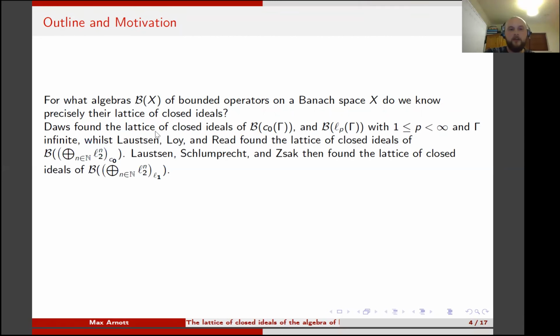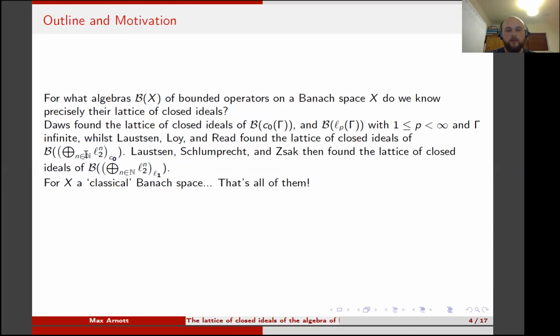And Laustsen, Schlumprecht, and Zsák then found the lattice of closed ideals on the bounded operators of the dual of this space. So I will say now that within this talk, we're going to be working with the direct sum of C0 of gamma and this C0 sum here. The results also hold for the duals, so L1 of gamma plus this L1 sum here. But there are just a couple of things you have to do ever so slightly differently. I've done it in terms of this C0 sum, but all of the results hold for this talk if you replace all instances of C0 with L1.